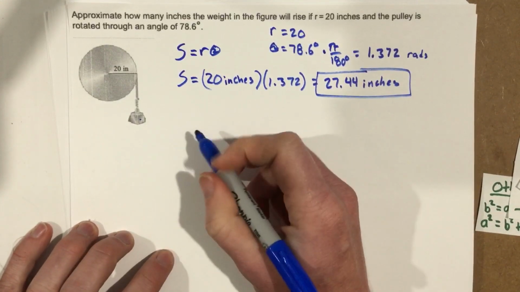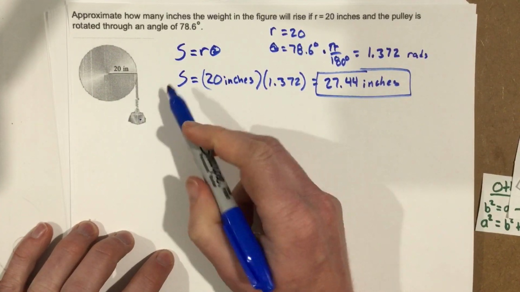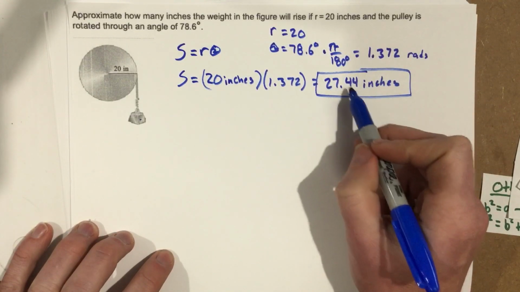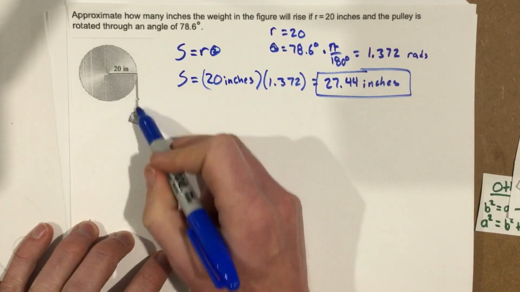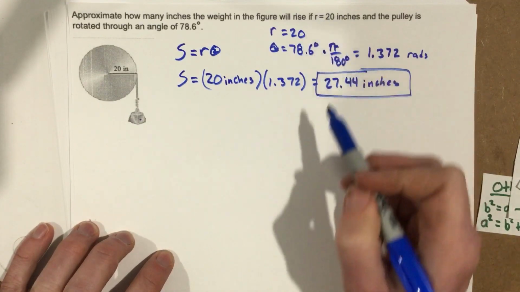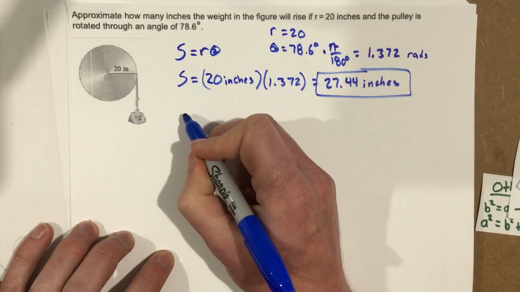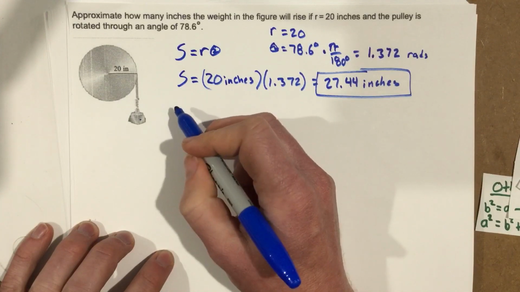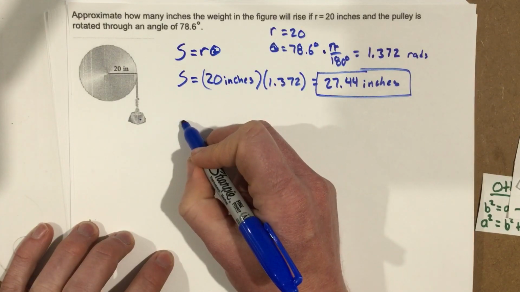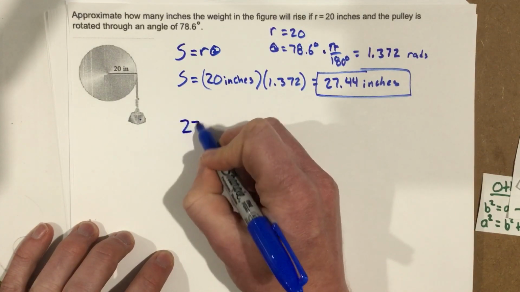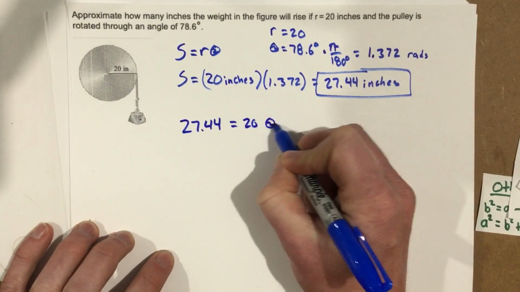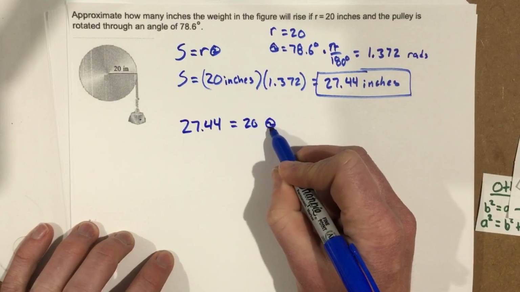Now I want you to think about one thing. What if in this problem I had given you 27.44 inches that it traveled up, that was pulled up, and that your radius was 20? Well, in that case, you would be looking for the angle. So if we had 27.44 here for our S equals our radius, which is 20, now we would solve for theta. So just keep that in mind.